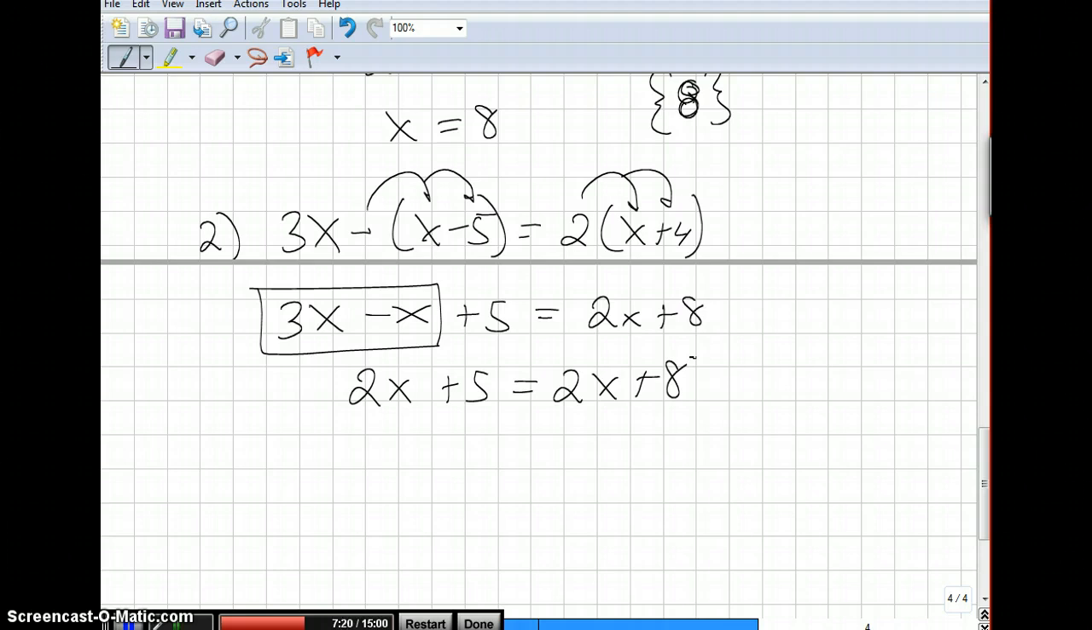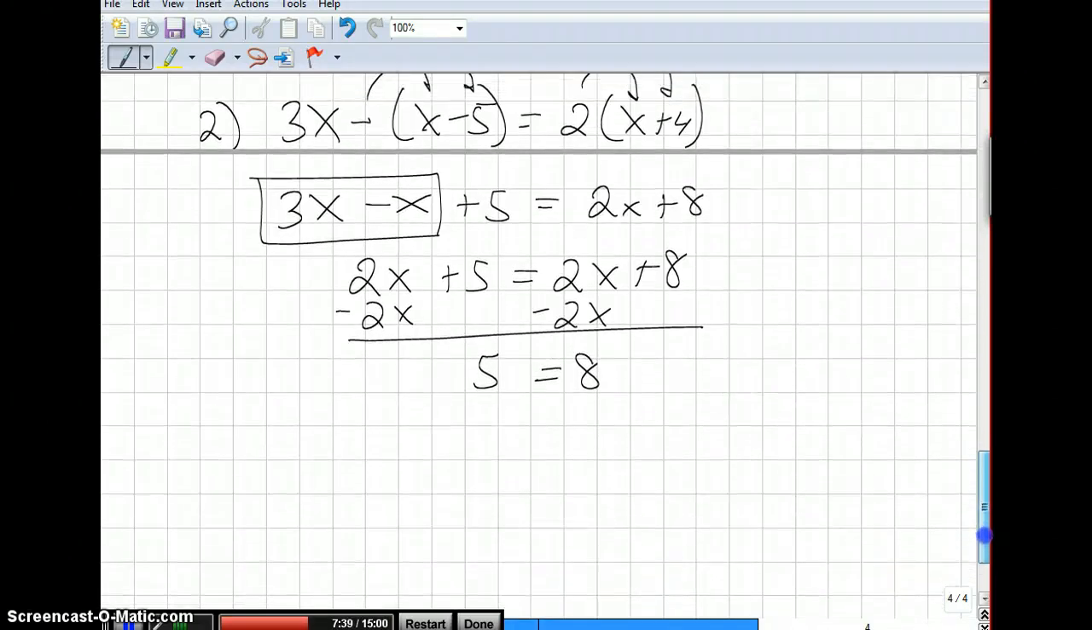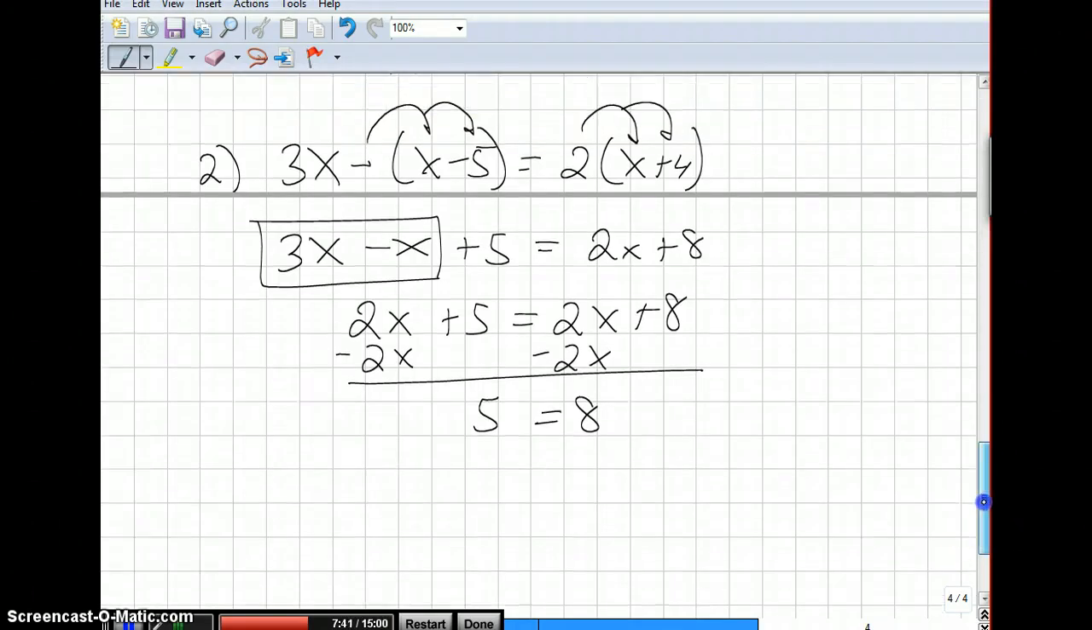Step number 2, get all our x's on one side. So subtract 2x from both sides. You get 5 equals 8. Now does that make sense? Can 5 equal 8? No, it does not make sense. So this is a case where there's no number that we can put in for x that will make this true. So we would say this is no solution. We can write it like that, or brackets with nothing inside.